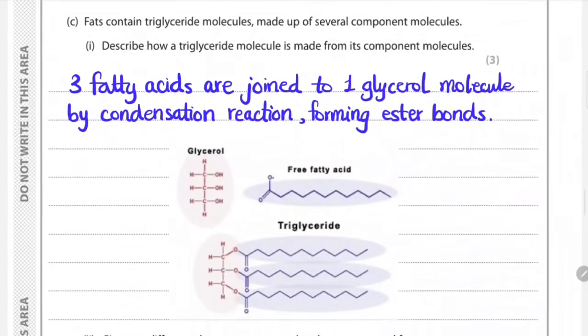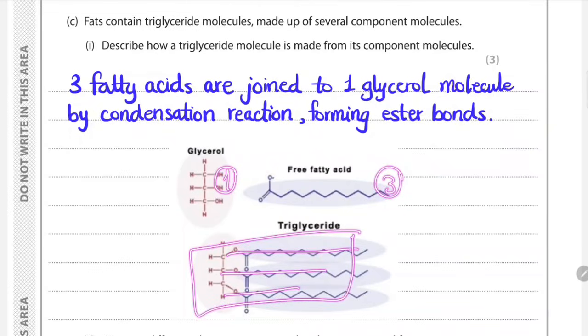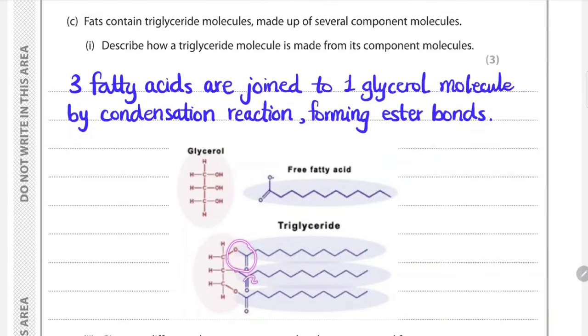And this is also a very direct question from Unit 1. Describe how a triglyceride molecule is made from its component molecules. I'm just going to briefly describe how it's formed. I need 3 free fatty acids, and I only need 1 glycerol to form the triglyceride molecule by condensation reaction, and ester bonds are going to be formed.